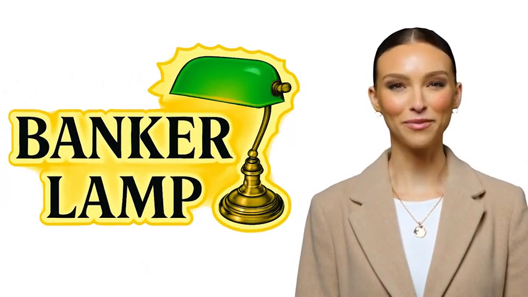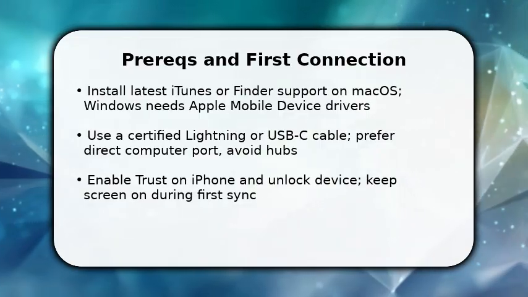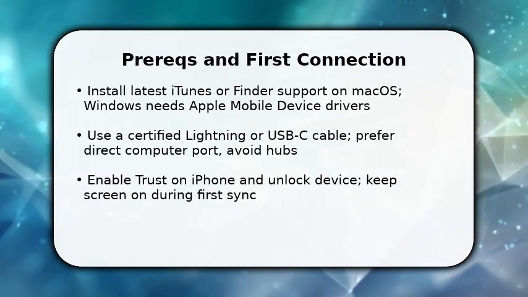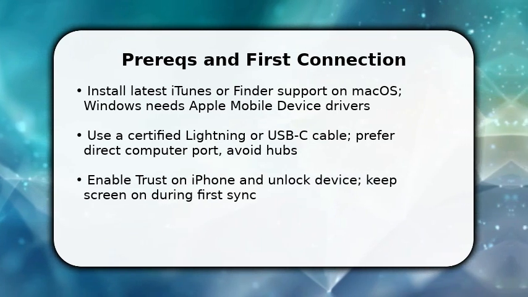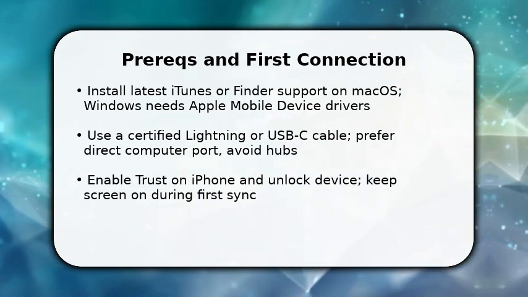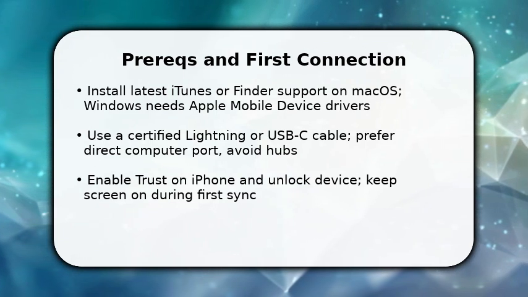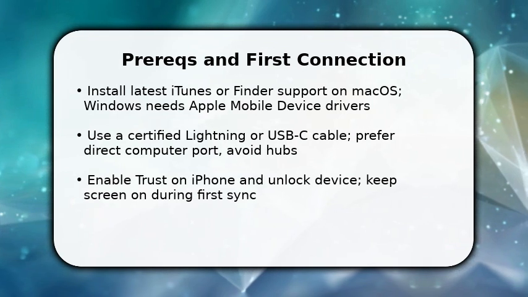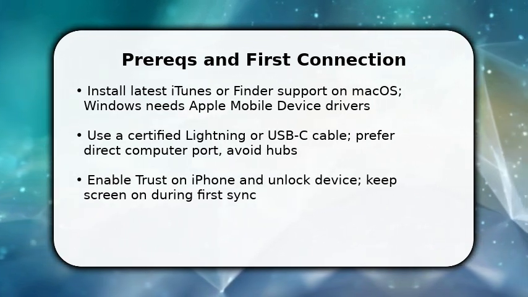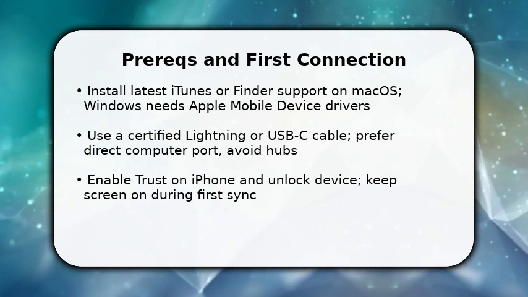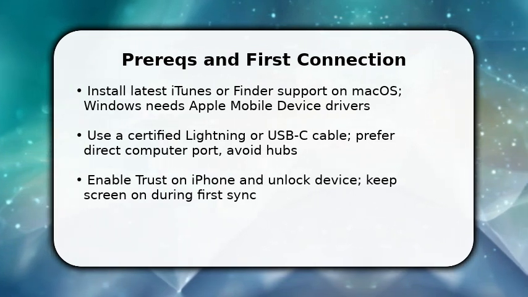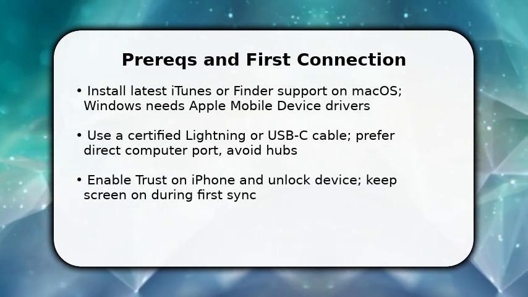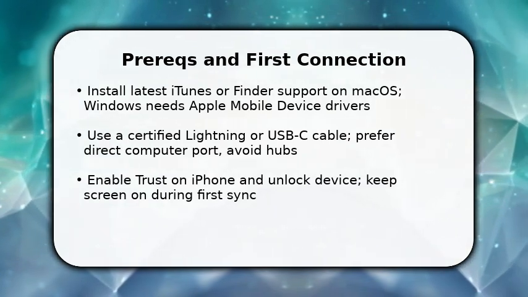Please enjoy the video. You start by preparing both devices. Plug your iPhone into the computer with a certified cable and unlock it. When prompted, tap Trust to allow data access. On Windows, confirm Apple mobile device drivers are running. On Mac OS, use Finder or iTunes depending on your version. Once done, open the app and look for the device icon. This immediate connection step establishes the secure channel so you can transfer, backup, or mirror without interruptions.